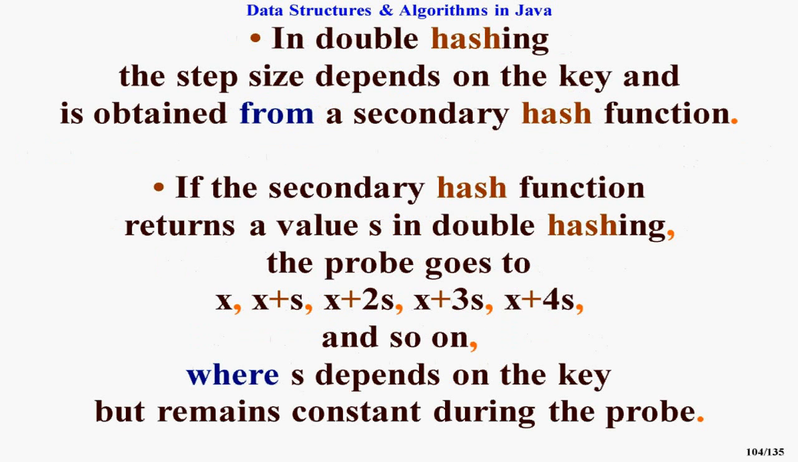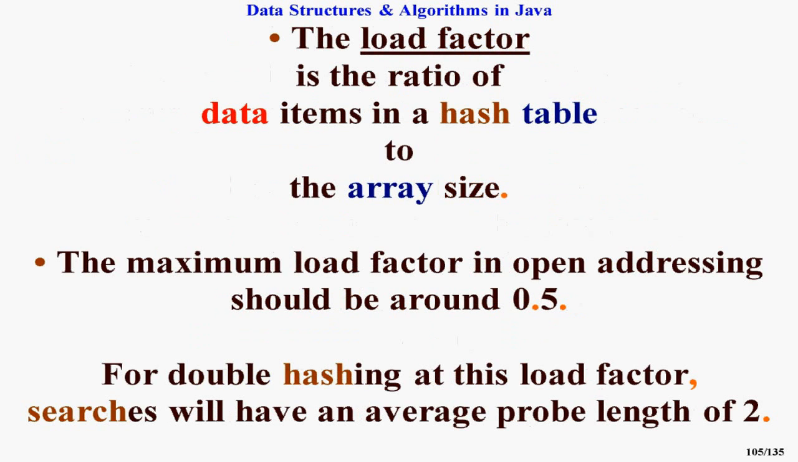In double hashing, the step size depends on the key and is obtained from a secondary hash function. If the secondary hash function returns a value s in double hashing, the probe goes to x, x plus s, x plus 2s, x plus 3s, x plus 4s, and so on, where s depends on the key but remains constant during the probe. The load factor is the ratio of data items in a hash table to the array size.